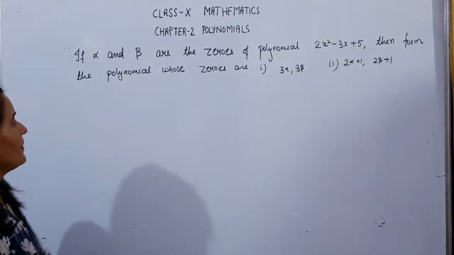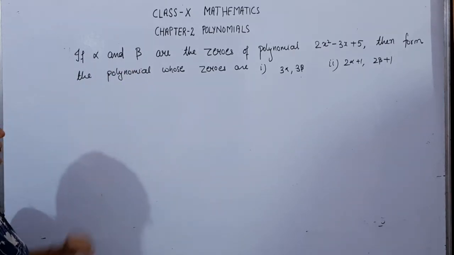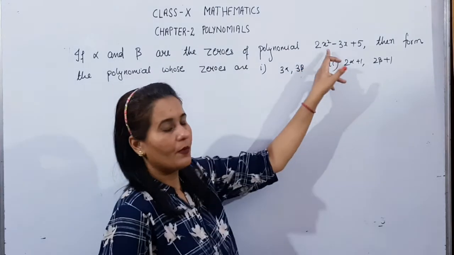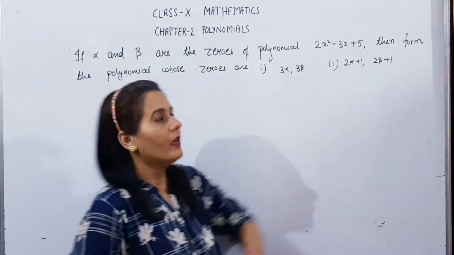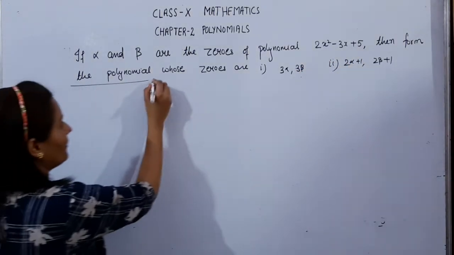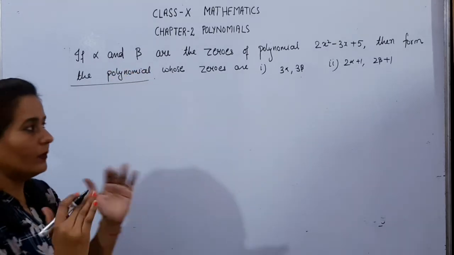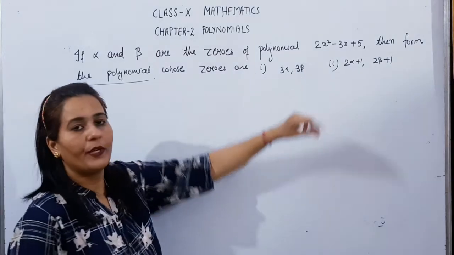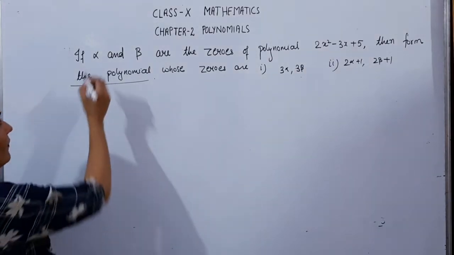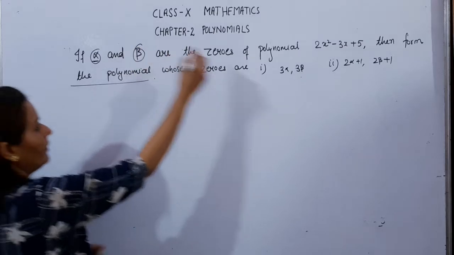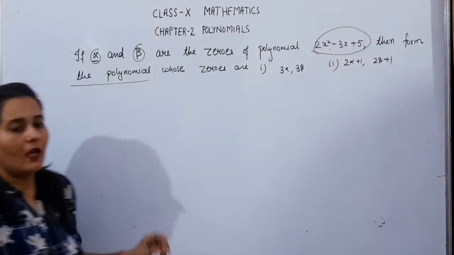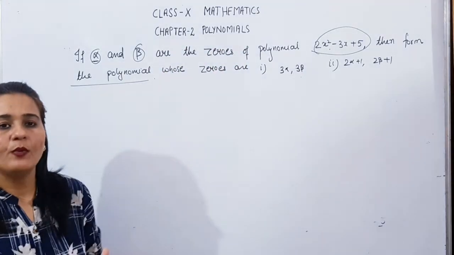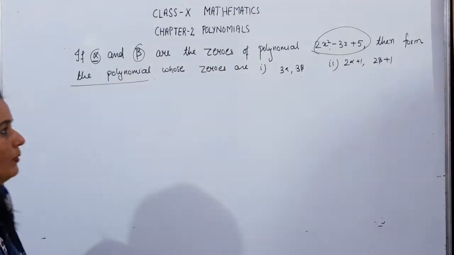Let's discuss this statement, I think second last of your worksheet 2. If alpha and beta are the zeros of the polynomial 2x square minus 3x plus 5, then form a polynomial. We need to form our own polynomial as our answer, whose zeros are 3 alpha and 3 beta. Alpha and beta are the zeros of this polynomial, and one more polynomial as an answer we have to create.